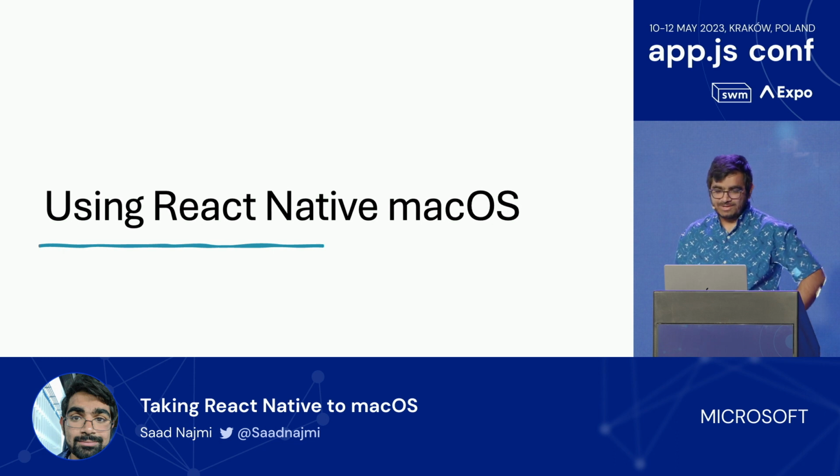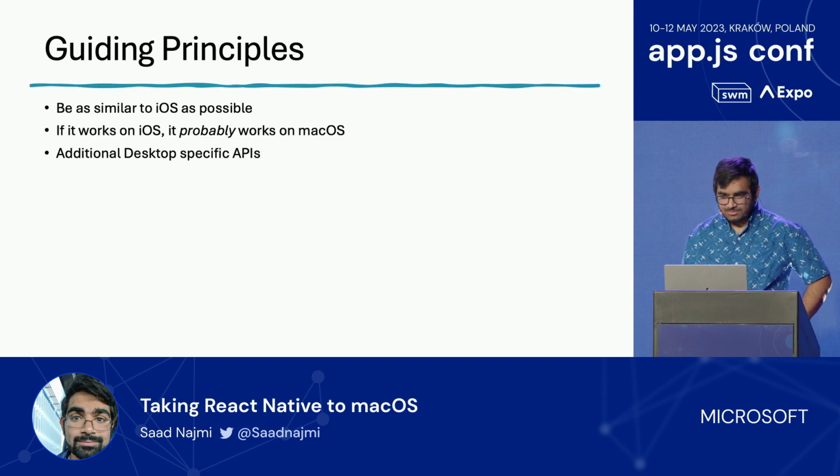Let's talk about using React Native macOS. Some of our guiding principles when we're developing React Native macOS is we want to be as similar to iOS as possible. That is because we share a lot of code with iOS, and the two native platforms are quite similar in code too. What I want you to take away from that is if you're developing a React Native app and something works in iOS and you're wondering, does it work in macOS? It probably does. And if you're not sure, you can always go and check RN Tester.